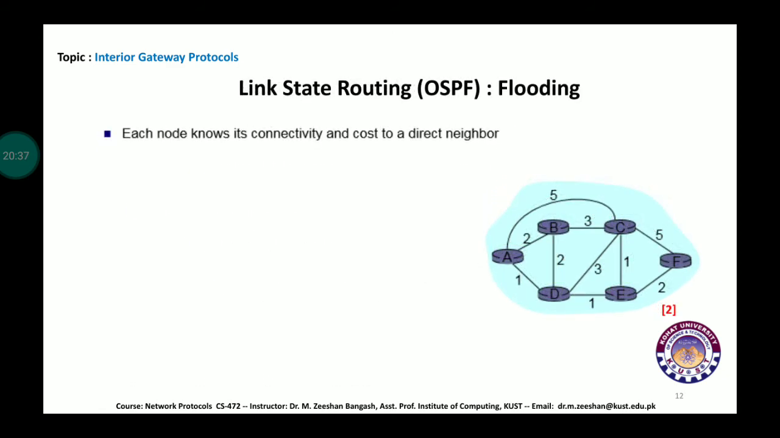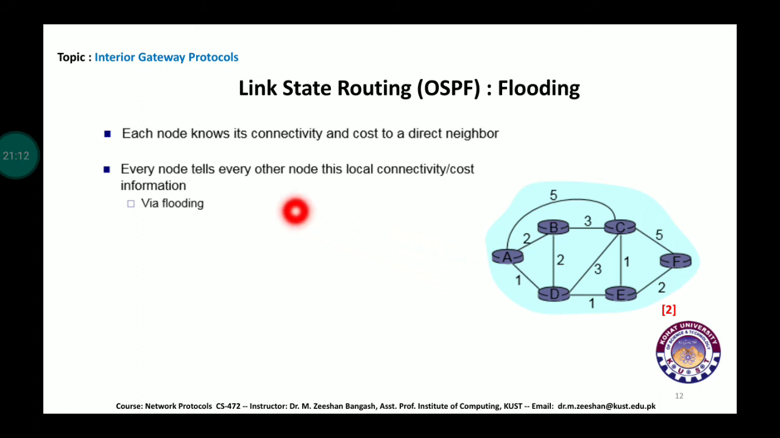Now, in the case of link state routing, we already discussed that it works on the mechanism of flooding, where each node already knows its connectivity and cost to its direct neighbor. So consider here B is the direct neighbor of A, and A knows its direct cost towards B, which is 2, and similarly it knows its direct cost toward D, which is 1.